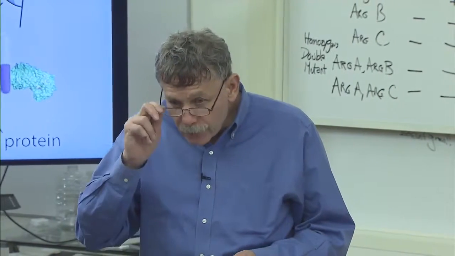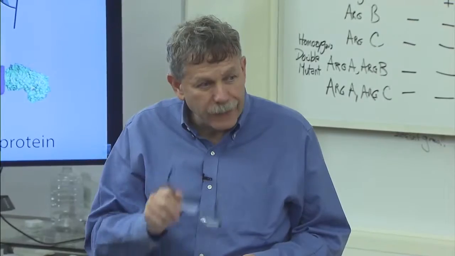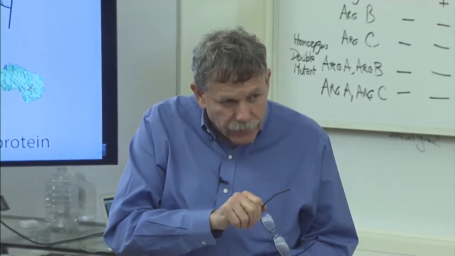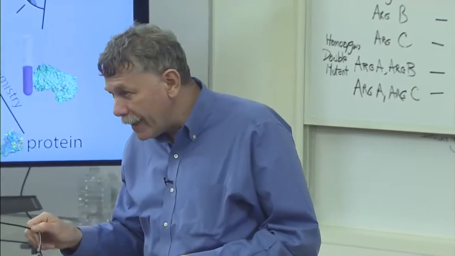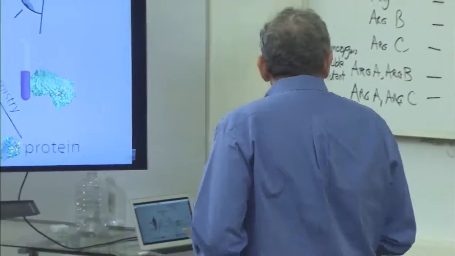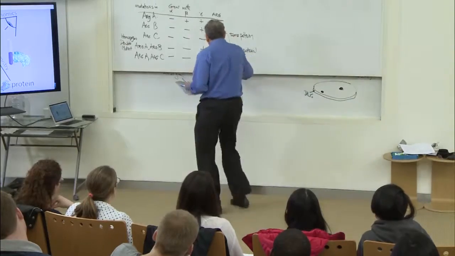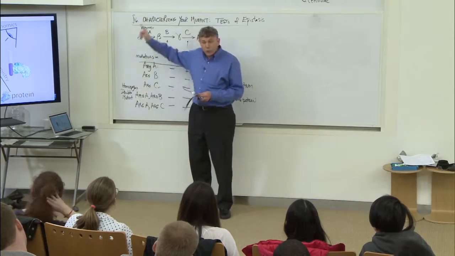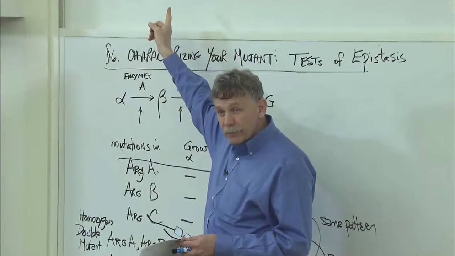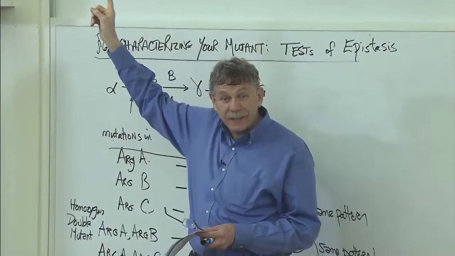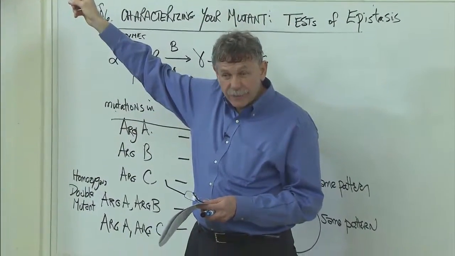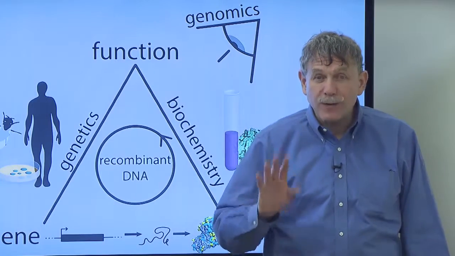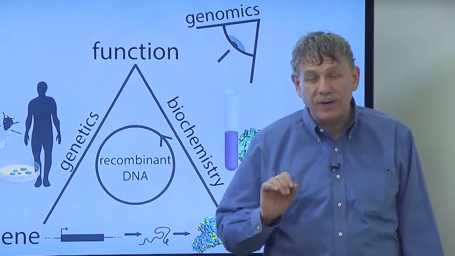So what we've done so far is we have now shown how genetics can begin to dissect biochemistry. What we have to do next time is show how biochemistry can begin to dissect genetics. And that's what we'll do next time. All right, stop for just a moment and try this question about a test of epistasis.